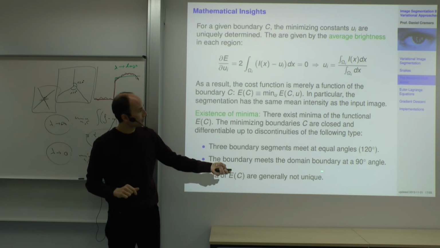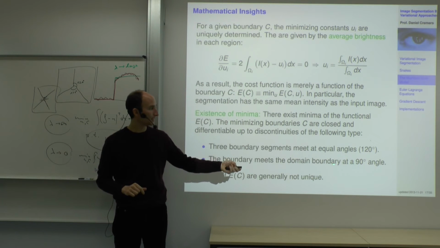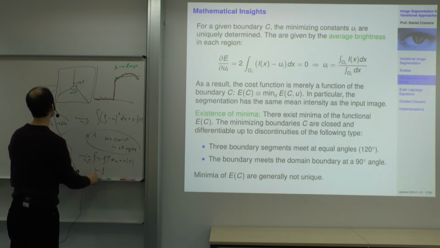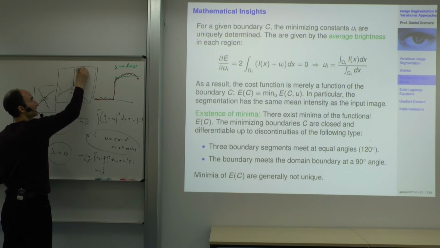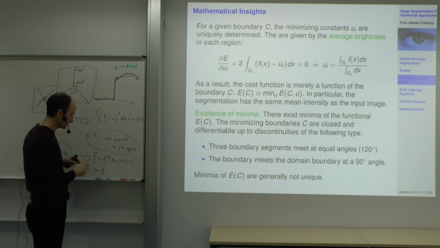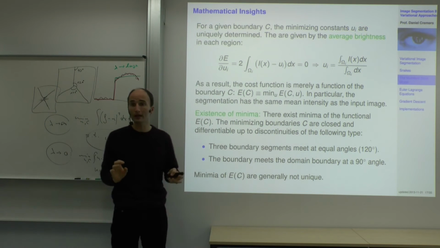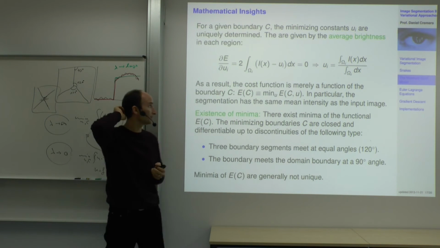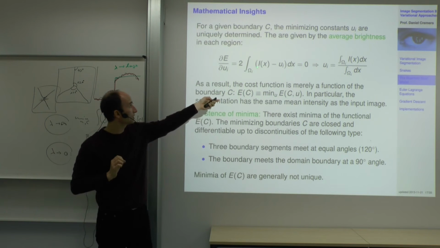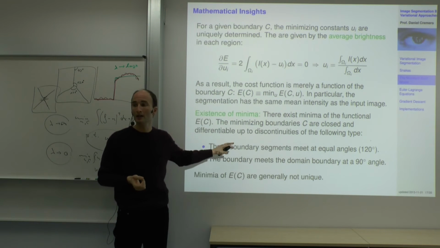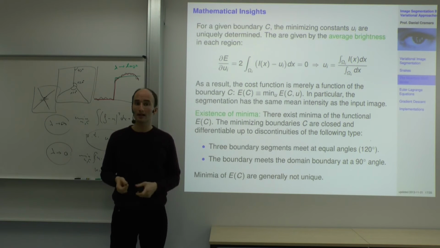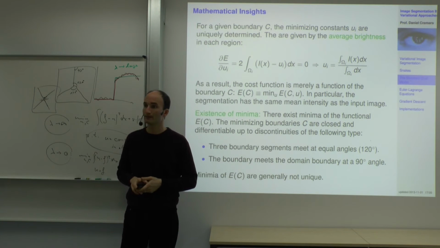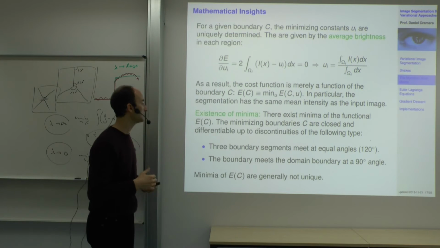And the other result is that the boundary, once it hits the end of the image domain, say here, then it meets it at a 90 degree angle as well. So this is interesting: without actually looking at the observation of the image, without actually looking at I for any given I, once you minimize this cost function, you will only find these types of boundaries. Now you might wonder, why is that so?